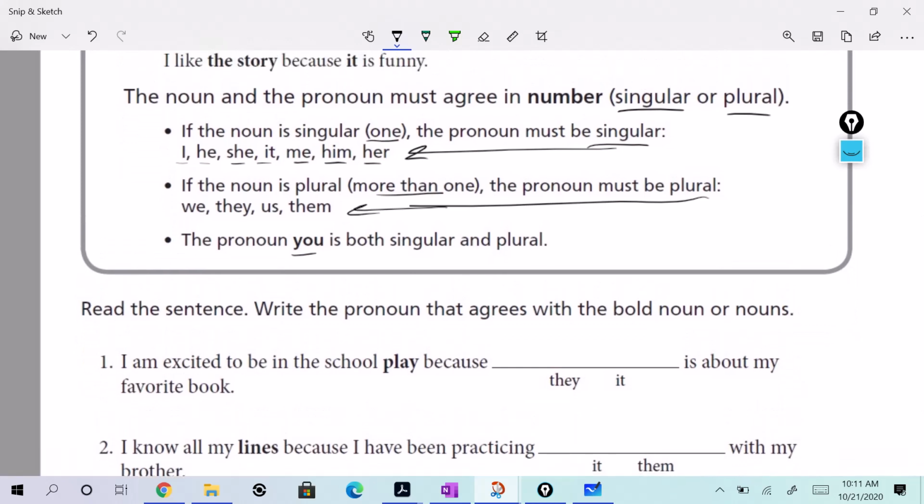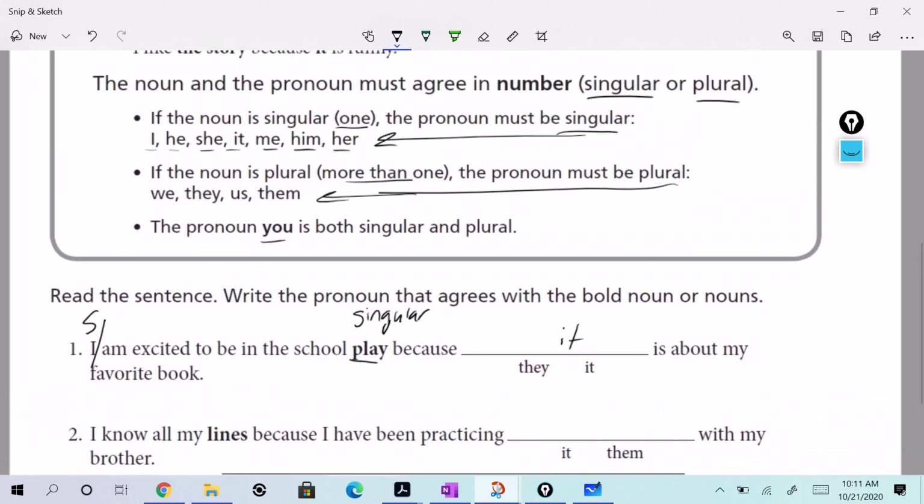I am excited to be in the school play because it is about my favorite book. The school play is singular, right? All right, I, subject: I'm excited to be in a school play because it is about my favorite book. You guys understand what you're going to do for that?